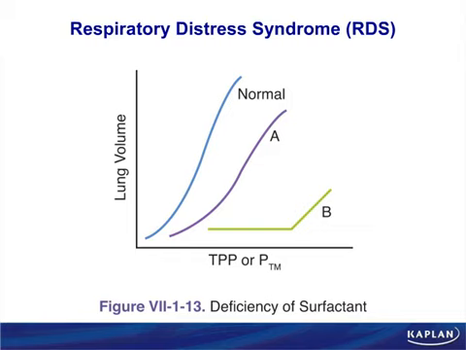Now B shows the concept, and this is an important concept, that if alveoli become atelectatic, it takes a lot of distending pressure, a lot of transmural pressure gradient or transpulmonary pressure, in order to open them back up. So notice that very high level of transmural pressure needed to open a collapsed alveolus. So we're really trying to work to make sure that alveoli don't collapse because they're so difficult to open back up.